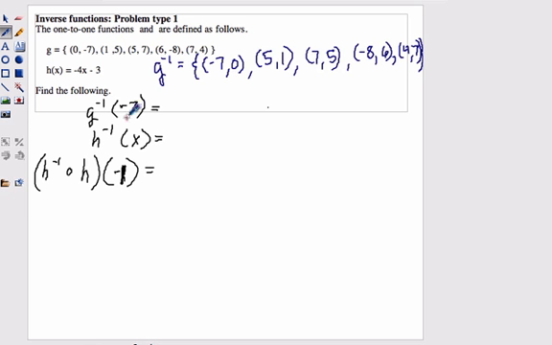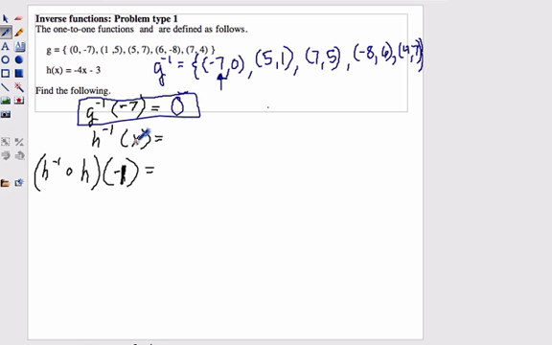Now, this is asking what is the output when I input a negative 7. So when x is a negative 7, here's my x value. When x is a negative 7, then I get a y value of 0 back. And that is the answer for this first part.